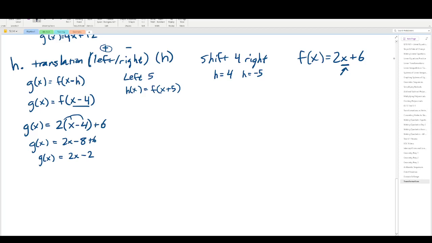So if we applied that, h of x equals, we're going to do the same thing as last time. We're going to only replace the x part. We're going to leave everything else alone. So we have 2 times, then where the x was, we put x plus 5, and then plus 6. If we distribute and collect our like terms, we get 2x plus 10 plus 6 is plus 16. So that's how we move things to the left or the right.